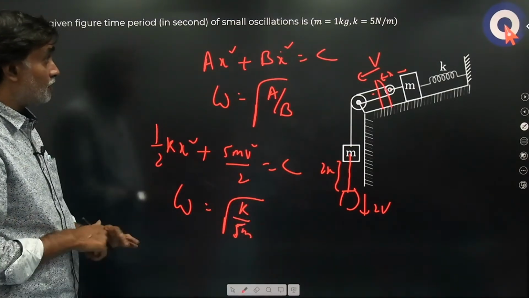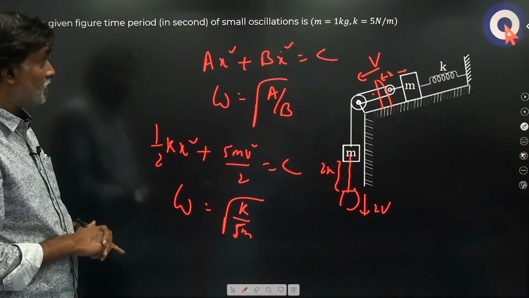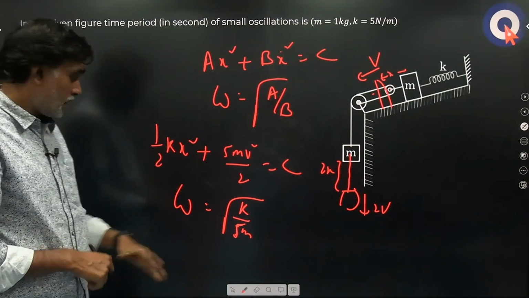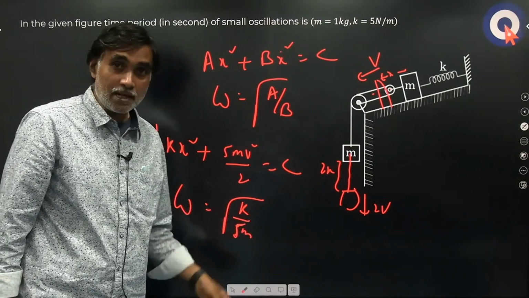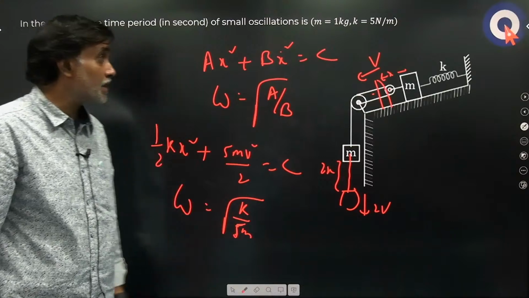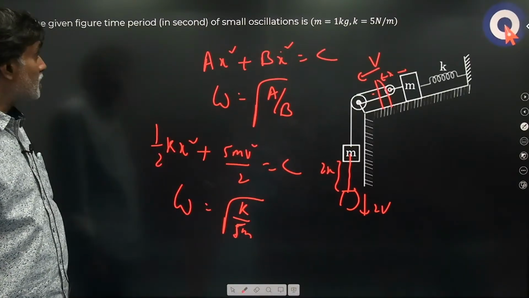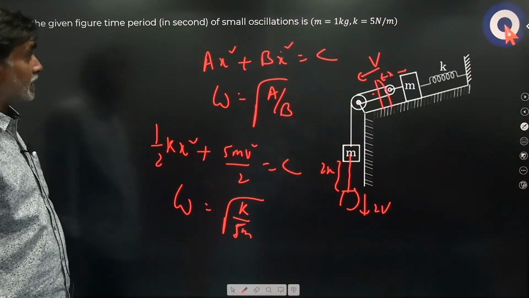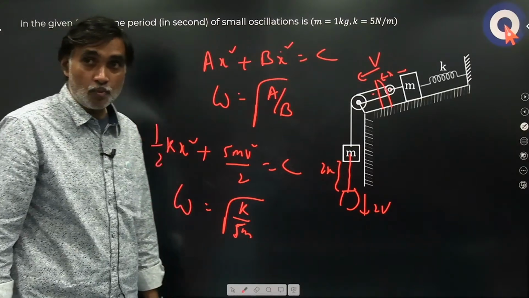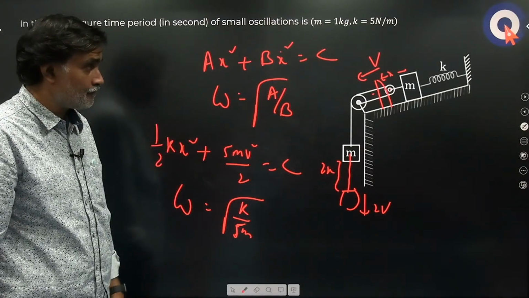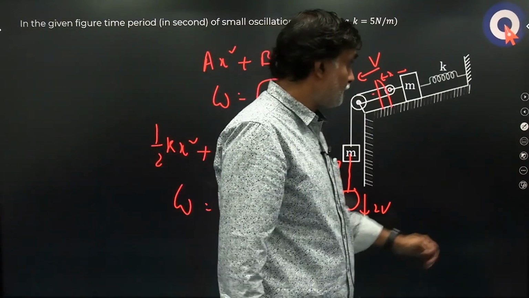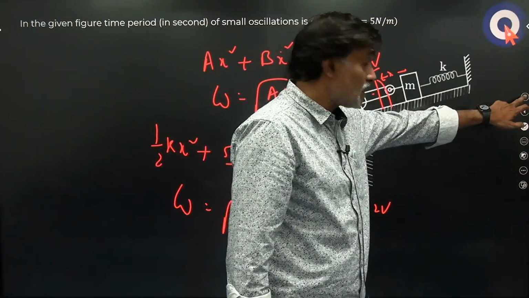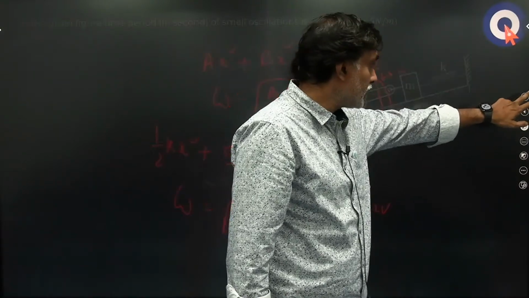Root of k by 5m. What is k given? 5. M is 1. So k 5, m 1. So root 1, that is 1 I'll get. So what is the angular frequency of oscillation? It is 1 per second. Time period is 2 pi by omega. So 2 pi I'll get. What is the time period? 2 pi seconds. What happens if they are rotating also? We'll see anyhow.